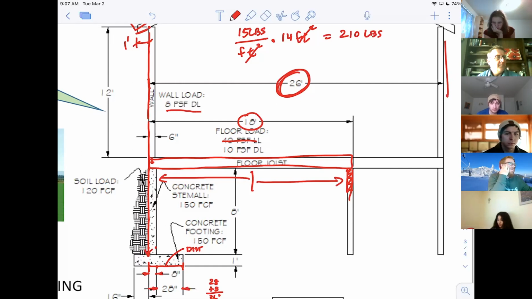Did you say that the wall was a foot? Yeah, we're thinking of it as just a foot. Now the wall itself is 6 inches wide, but we're thinking of it as a foot deep.